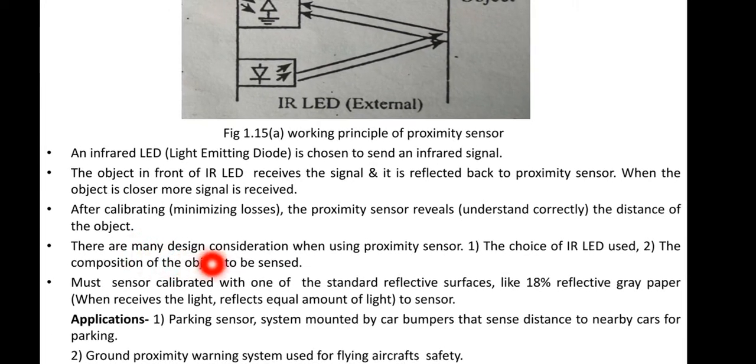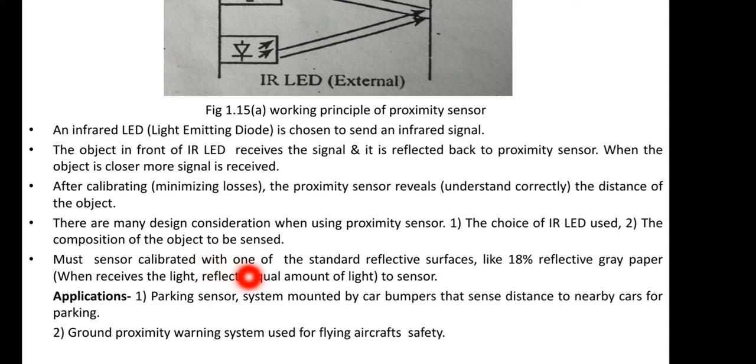So there are many design considerations when using proximity sensors. The choice of infrared LED used, the composition of the object to be sensed. Sensor must be calibrated with one of the standard reflective surfaces like 18% reflective gray paper. Okay, it receives the light, reflects equal amount of light to the sensor. This is one type of the material which is used for the reflection.